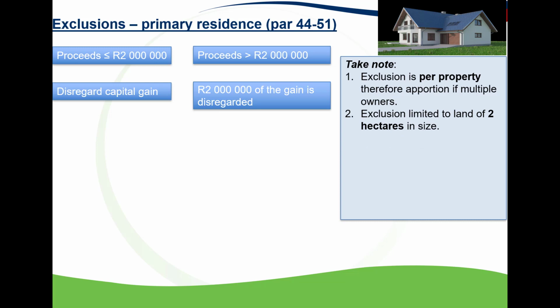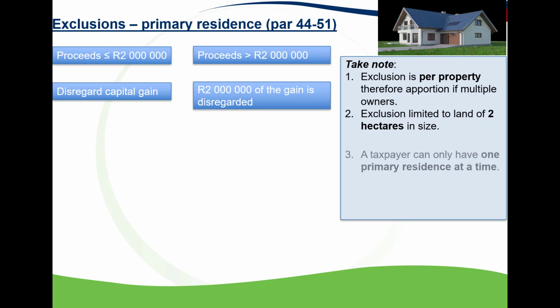So you can have a scenario where you own a property on a farm, for example, and that farm has a land size of about 5 hectares. The portion of the gain that will be subject to the primary residence exclusion is limited to 2 hectares. So 3 hectares of that 5 hectares will not be subject to the primary residence exclusion.